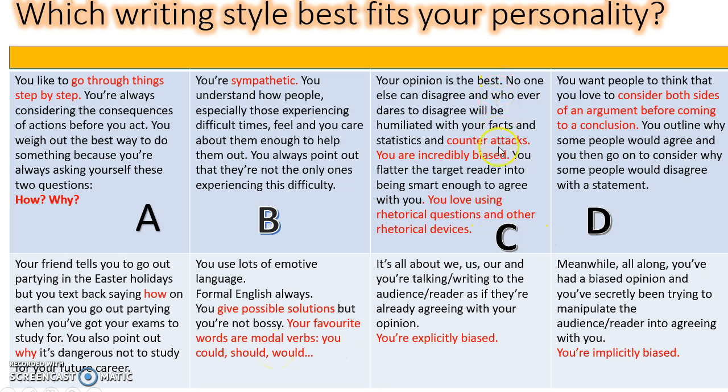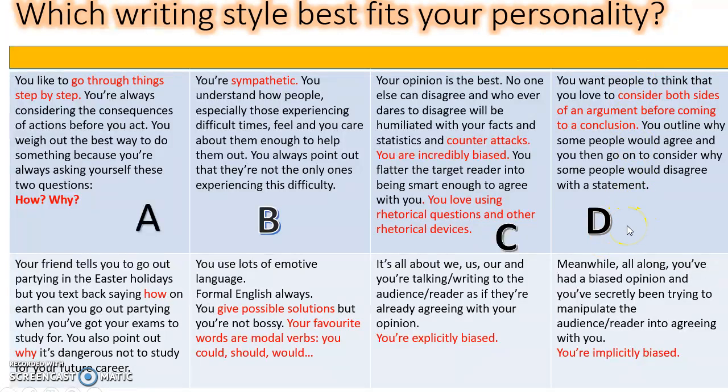Are you a C individual? Let's find out. Your opinion is the best. No one else can disagree. You are incredibly biased. You love using rhetorical devices, and you think that you're right all the time. If so, you're a writing to persuade person. You're explicitly assuming that the audience already agree with you, even if they don't, by using personal pronouns: we, us, our.